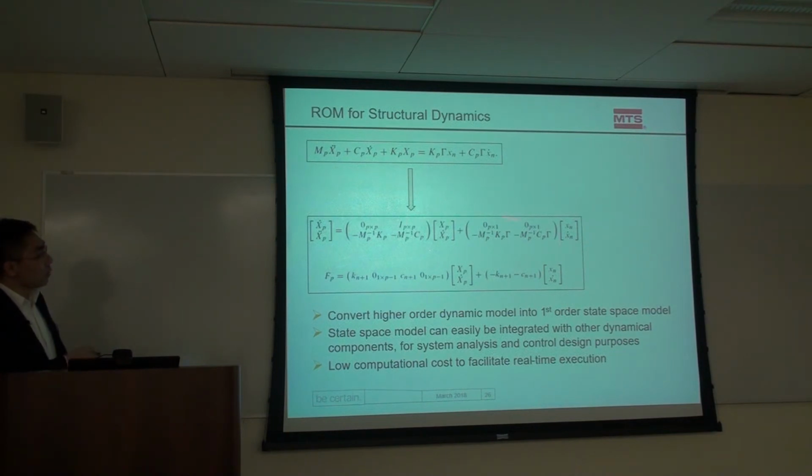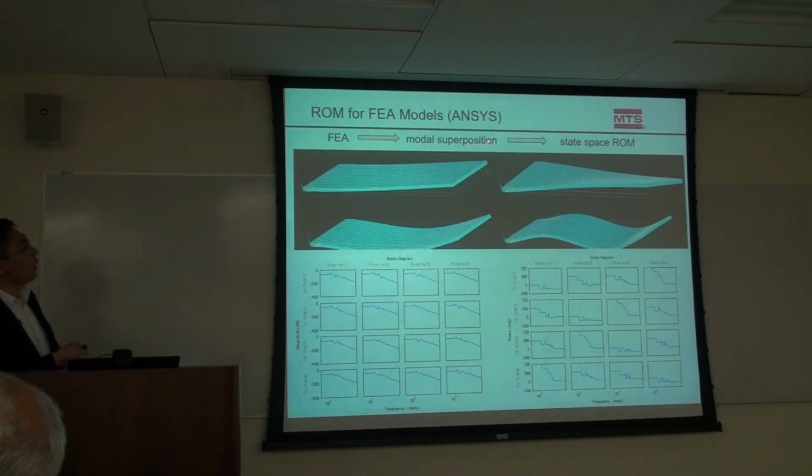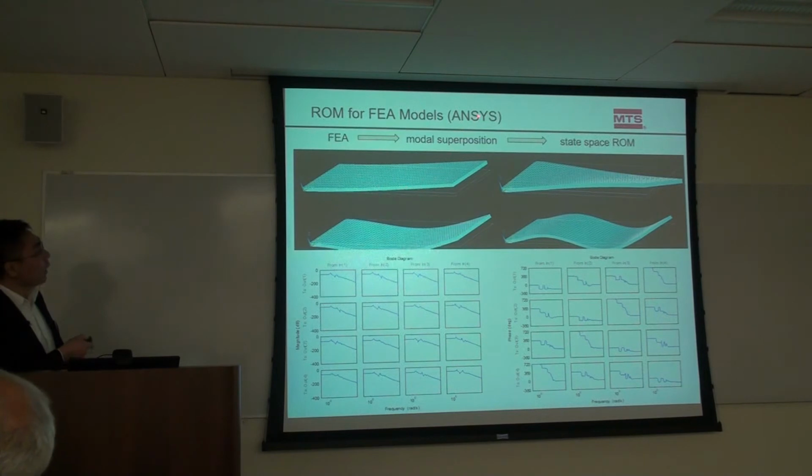So this state space model, if it's a linear state space model, you can execute it with very low computational cost. But once you go to the FEA domain, it's not so straightforward anymore. But luckily in ANSYS, at least, there is a way to do it. For example, this is an ANSYS model, and I can make it a very refined mesh. The point is that I can convert this FEA model into a state space model.